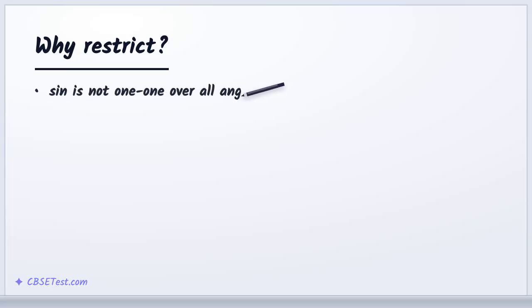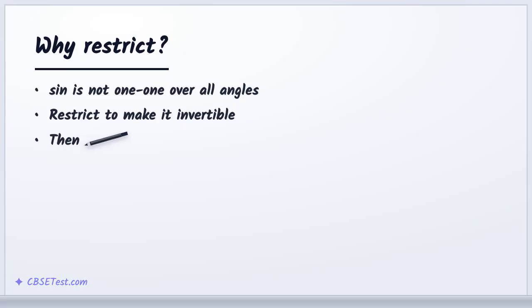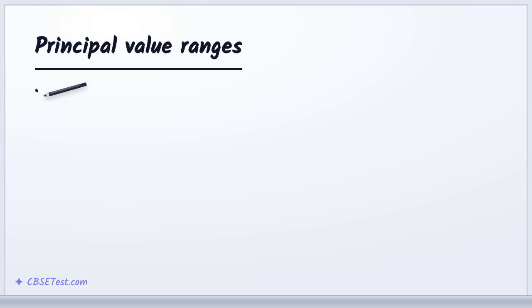Since sine repeats, many angles share the same sine, so it isn't 1-1. We restrict its domain to a chosen interval where it is 1-1. Only then can we define a single-valued inverse. These are the principal value ranges.